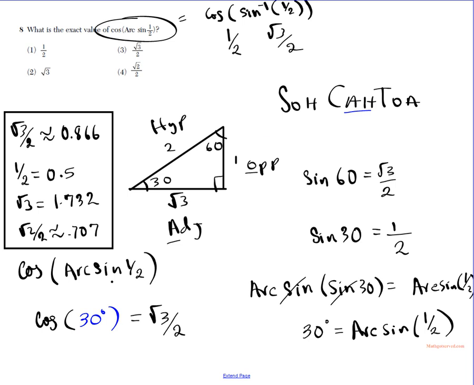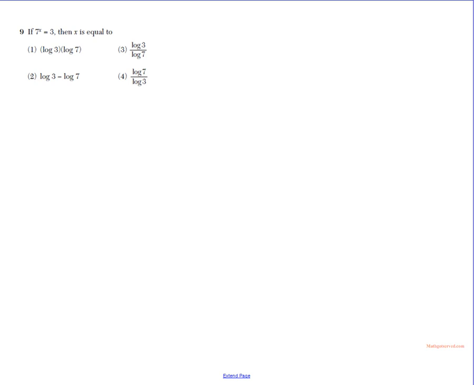All right, let's move on to the next question. Question 9. It says if 7 to the x equals 3, then x is equal to what? So let's do this one. So for this one, we have 7 to the x equals 3.